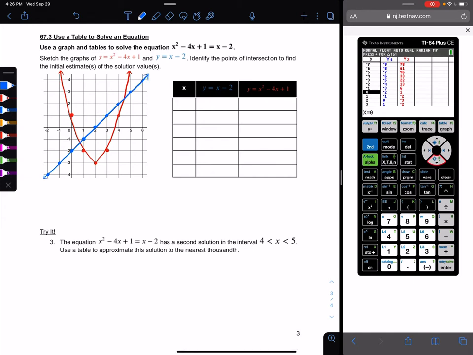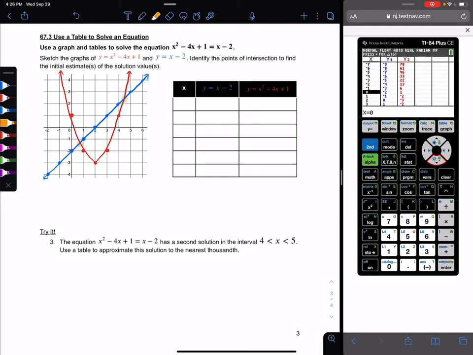Okay, so we have our graph. We've got our blue linear function, and then in red we have our parabola or quadratic. So now we're looking for the solutions, right? We want to find the points of intersection. Now, those would be right here and right here.